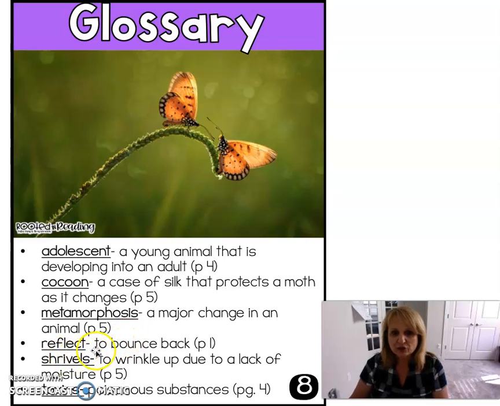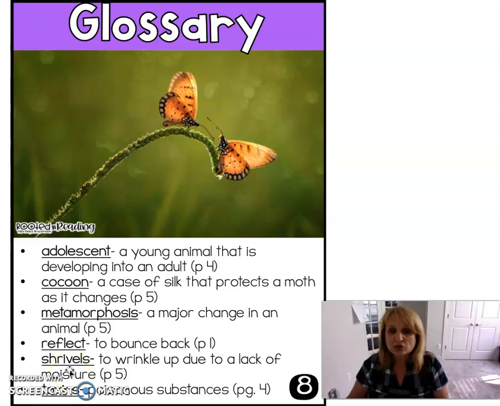Reflect, to bounce back. So one of our vocabulary words was reflection. And reflection is when you look in a mirror or in something shiny or maybe a pool of water and you see yourself, okay? Well, what's happening is your image is bouncing back at you. And so reflection comes from the word reflect.